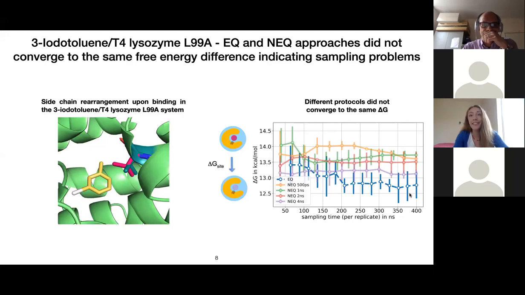And although this is, of course, something we do not want to see, this really helped us here to identify some metrics that can help test for problems in free energy calculations.